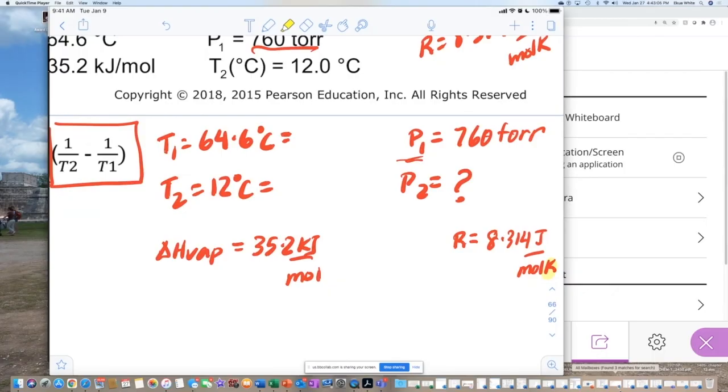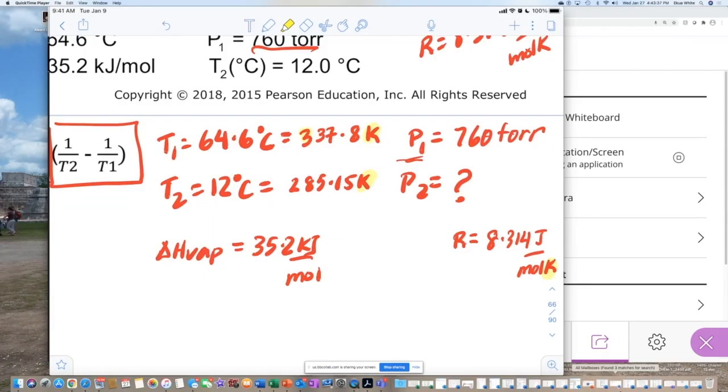So convert 64.6 to Kelvin by adding 273.15, right? I have 337.8 Kelvin. Same thing with this, 12 plus 273.15, 285.15 K. Okay, so I have worked on the temperatures. They have the units actually reconciled.